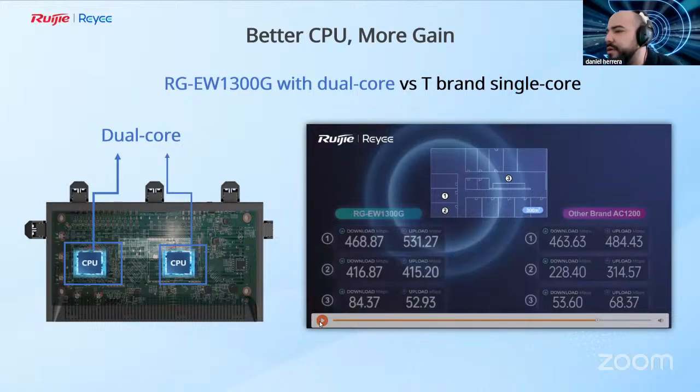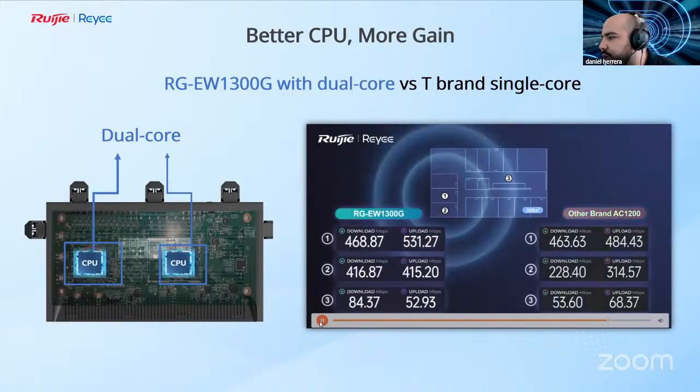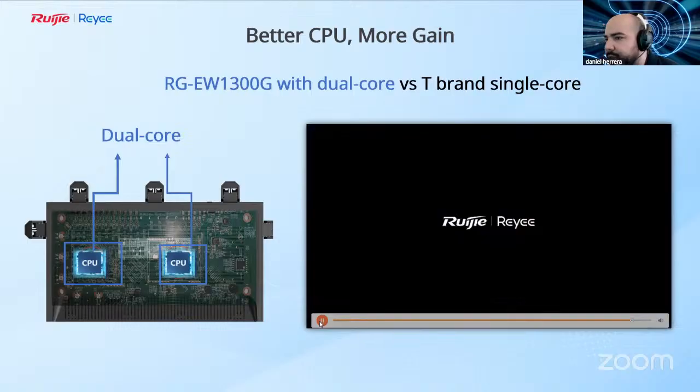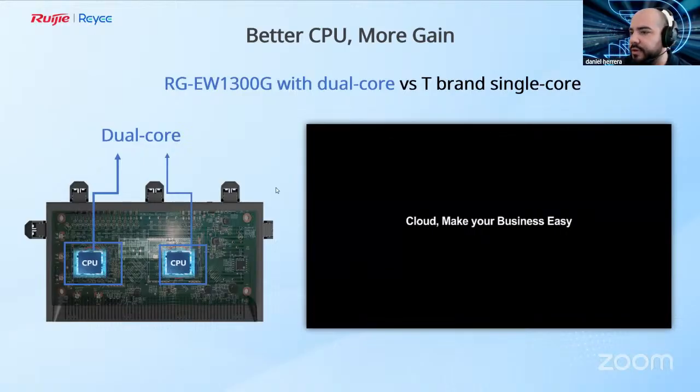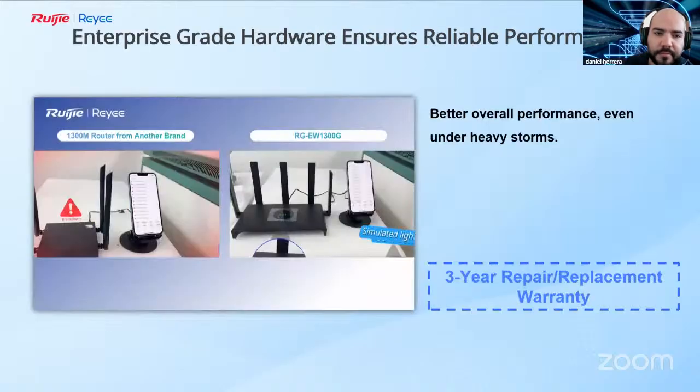So the overall experience of this router is that it performs better in around 3 rooms. This is a 300 square feet surface. As you can see, the dual core CPU allows you to have a better signal and a better overall experience with our products, okay? Especially for this model that I'm showing you here on the screen. Let's move on.